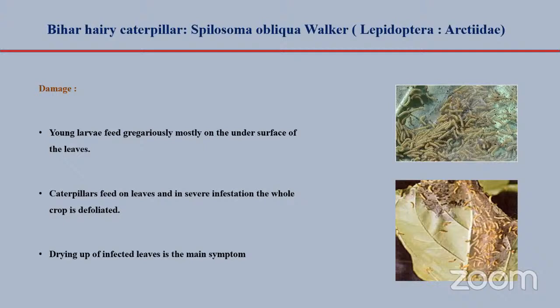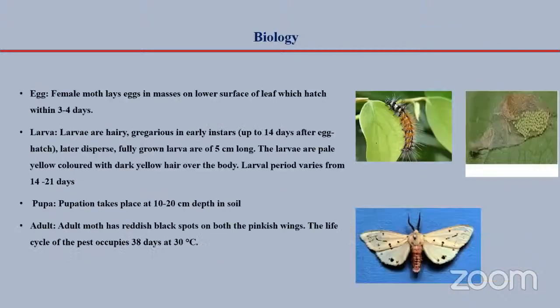So drying up of this infected leaf is also one of the main symptoms of this pest. So next is the biology of the pest. The female will lay eggs in masses on the lower surface of the leaf. And after 3 to 4 days, the larva will come out. And this larva will be completely hairy.